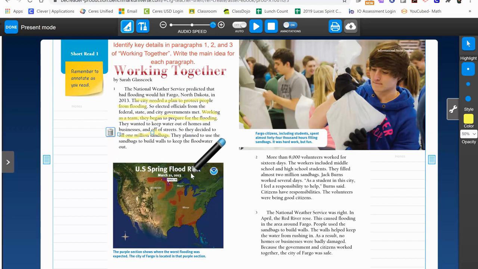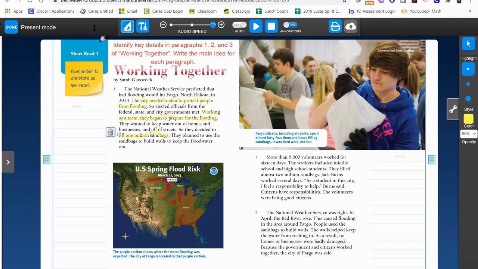So the city needed a plan to protect people from flooding. Working as a team, they began to prepare for the flooding. And how did they prepare for it? Well, they filled 1 million sandbags. This all relates back to the title, Working Together. Those are my key details. In this paragraph, these 3 things are the most important things that happened.